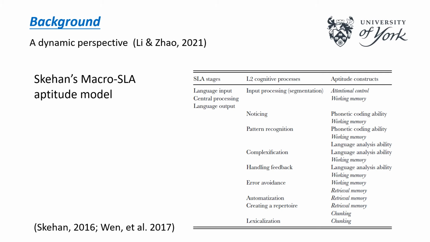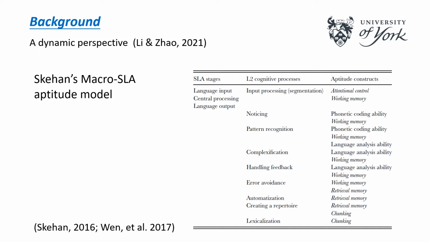The theoretic framework of foreign language aptitude has been developed for more than half a century. Here I'm not going to go more into the history. What I adopted in my study is a dynamic perspective proposed by Li and Zhao, that the role of aptitude in SLA should not be considered as being fixed. Other variables, such as learning stage, are necessary to be considered to mediate the effects of aptitude.